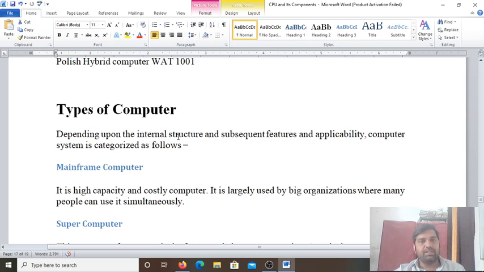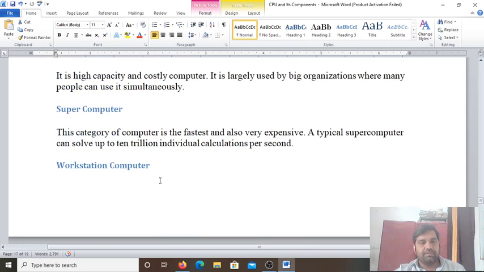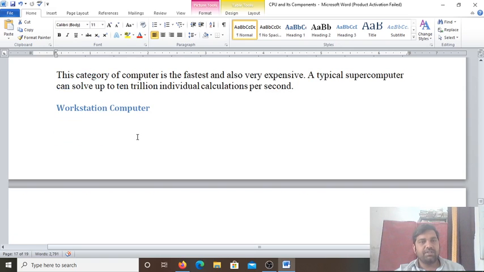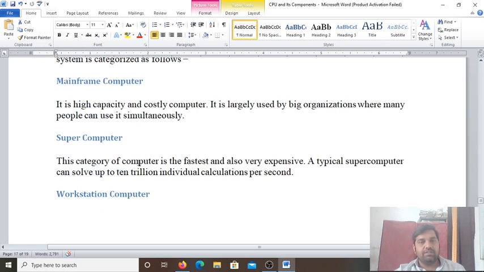Depending upon the internal structure and subsequent features and applicability where it is used, computer systems are categorized as mainframe, super, micro, and mini computers. Workstation computers are called the mini computers. Now see the mainframe computer. It is a high capacity and costly computer, largely used by big organizations where many people can use it simultaneously. One mainframe computer is used as a server, and with one computer many are working.